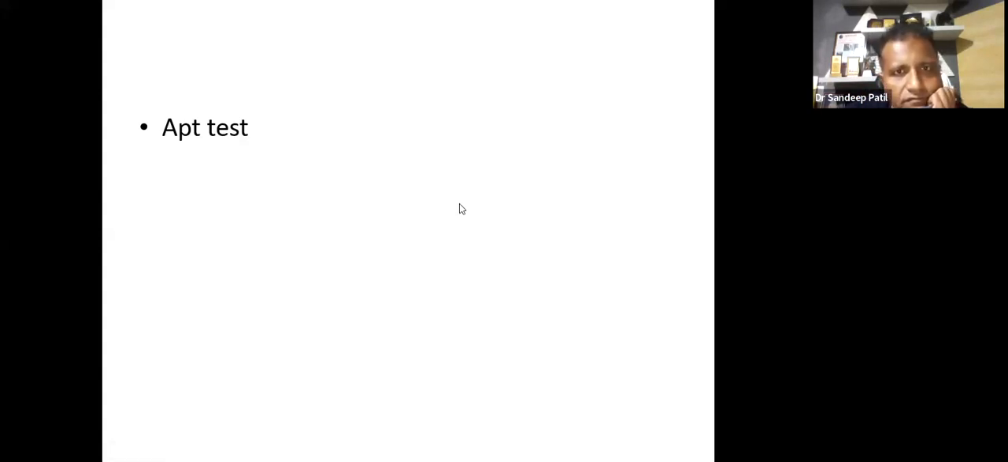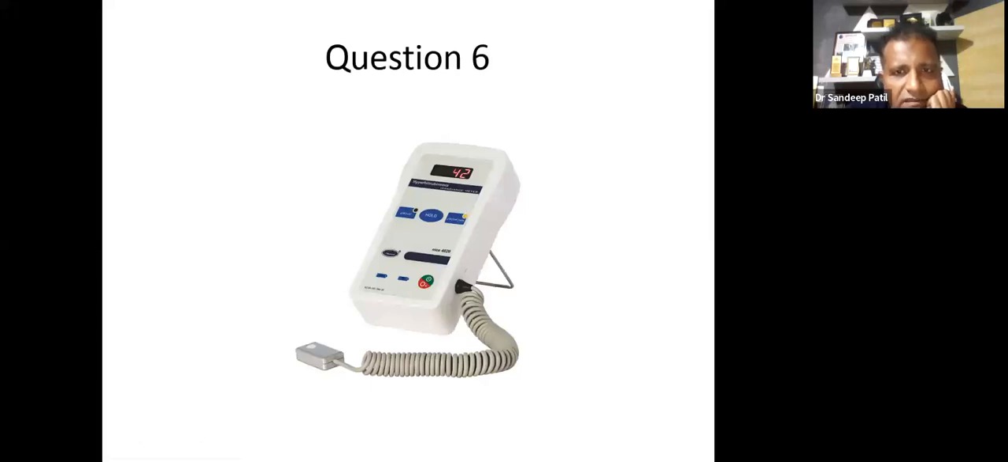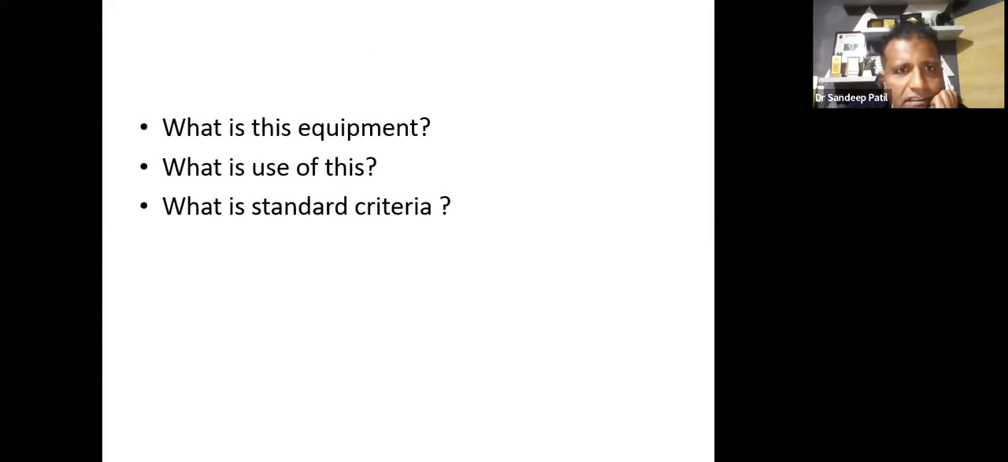So the question is, please see this equipment and what is the name of this equipment, what is it used for, and what is the standard criteria to use this. Please answer in chat box. One has written transcutaneous bilirubinometer. No answers.